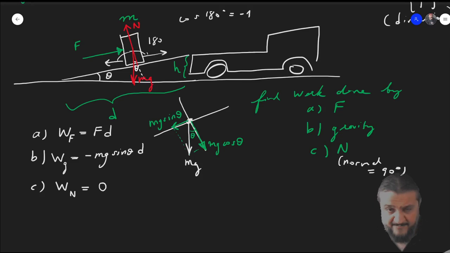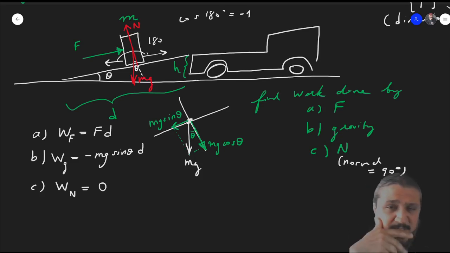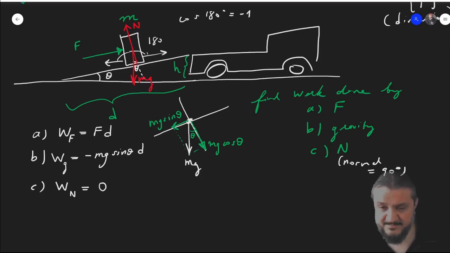Now, okay, we have found those three, but let's think about this now. We used an inclined plane of arbitrary length d, and I remember saying the longer the better, right? Now, why would it help us to use a longer board instead of a shorter? Why would it be easier? So let's try to prove that.